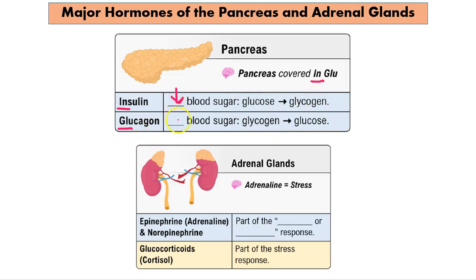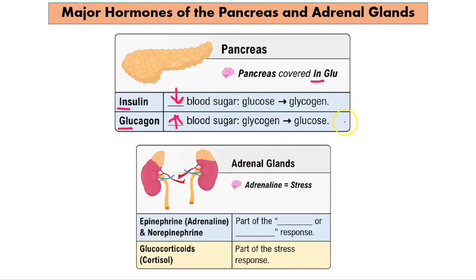Glucagon, on the other hand, by opposite, is going to increase blood sugar. Why or how? It's going to take that glycogen and now break it down into glucose so it can be released into the bloodstream. So these are the 2 hormones of the pancreas gland that we're going to focus on.